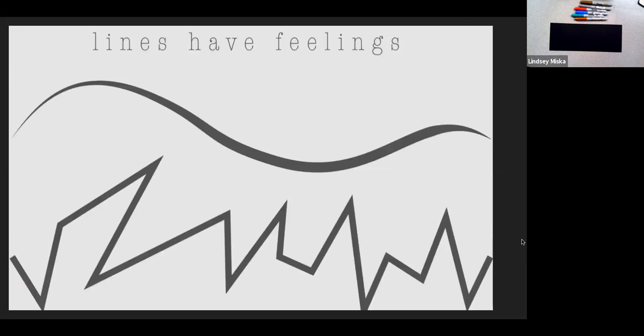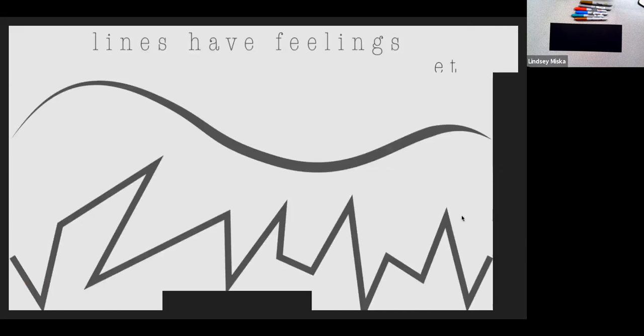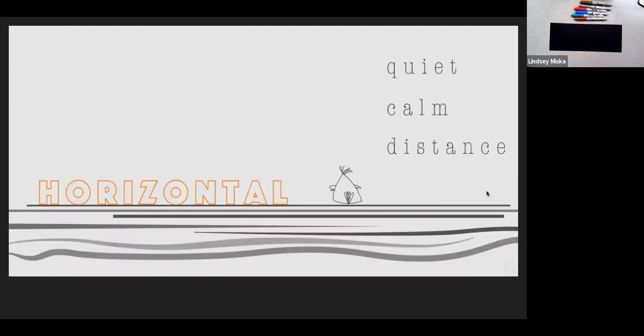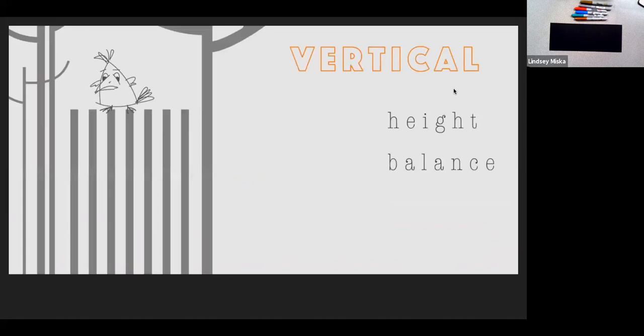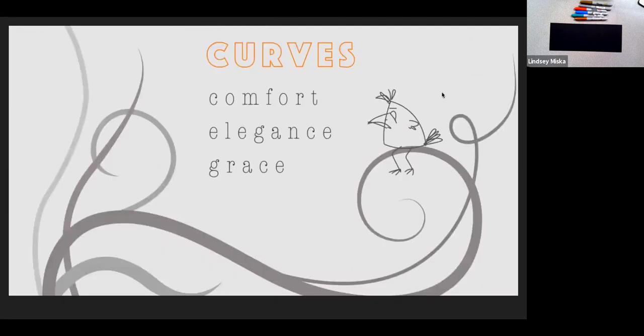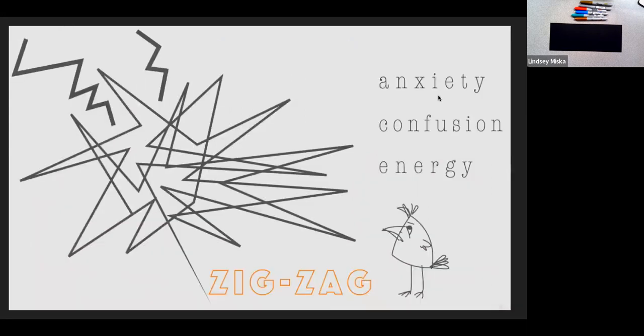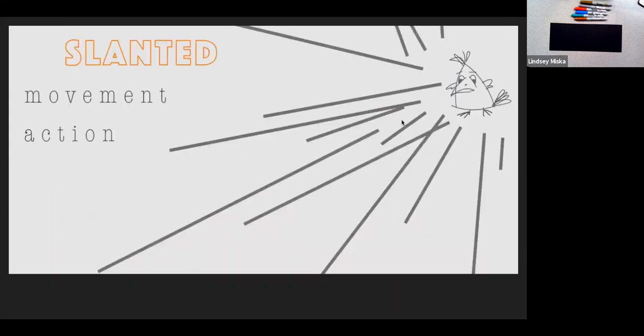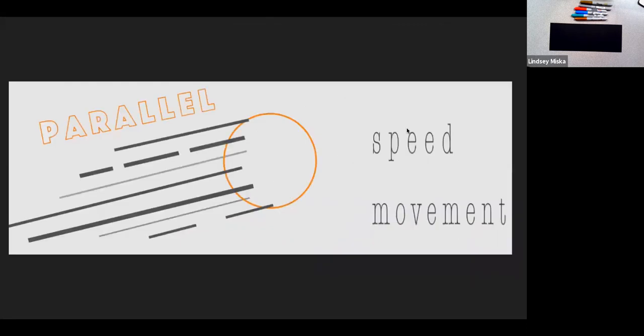And lines have feelings. We tend to associate horizontal lines with more calm and more quiet spaces, a distant feeling. We associate vertical lines with height and balance and structure. We associate curved lines with comfort, elegance, and grace. Zigzag lines are anxious, confused, and show energy. Slanted lines can show action and movement. Parallel lines can show speed and movement.